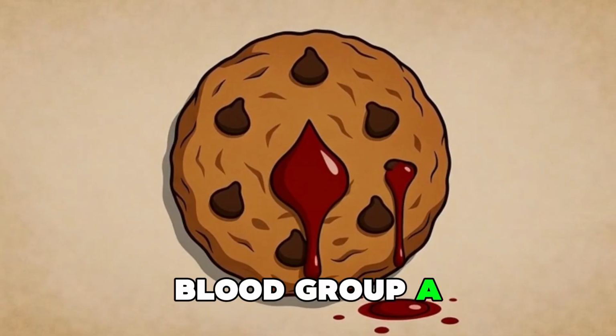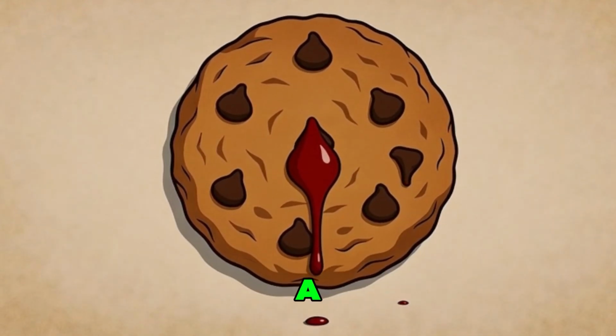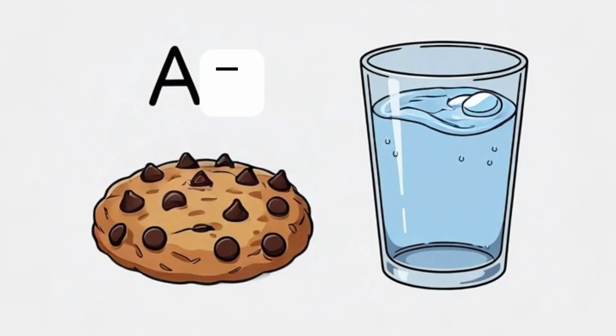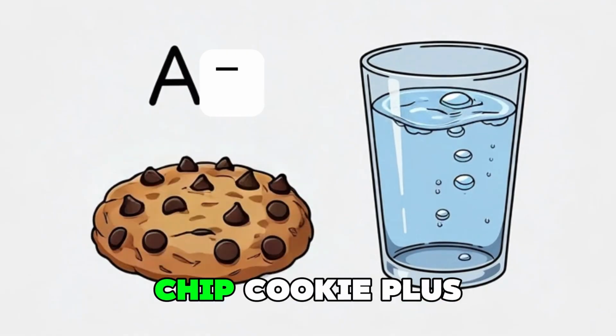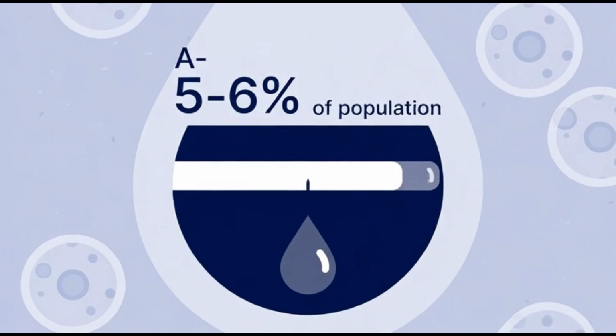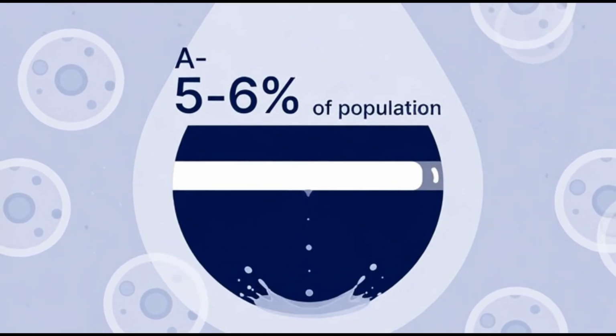Blood group A, cookie with chocolate chips. Chocolate represents antigen A. It adds flavor, but immediately limits compatibility. A negative, chocolate chip cookie plus water. A calm and precise combination. Prevalence, about 5 to 6% of the population.